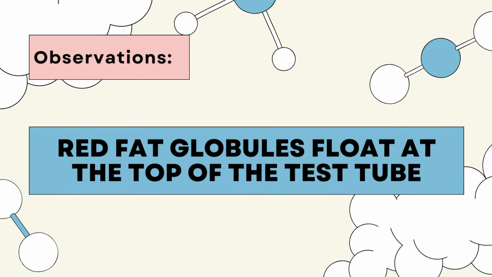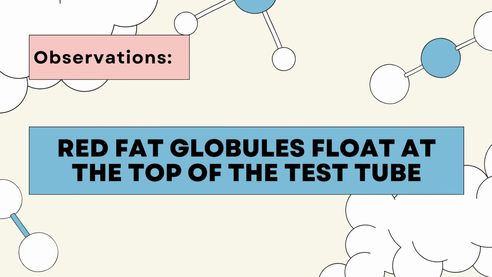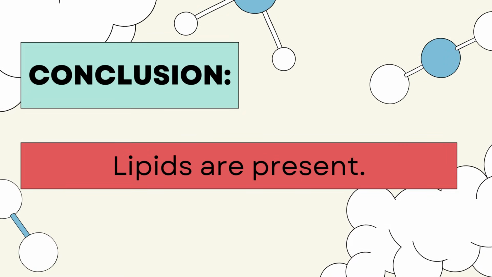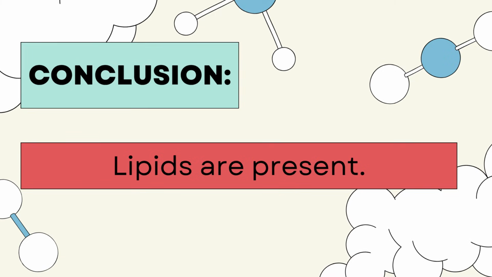As the mixture settles, you will observe a very distinct reaction. Bright red fat globules will appear and float right at the top of the test tube. Conclusion. This separated bright red floating layer is our visual proof. Our conclusion is that lipids are indeed present in the sample.